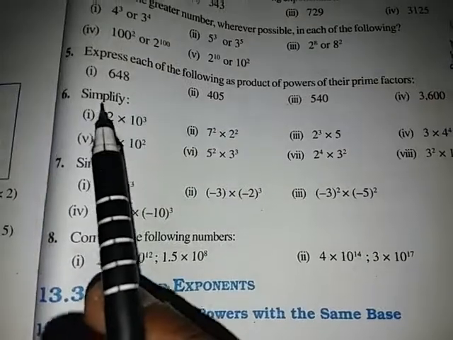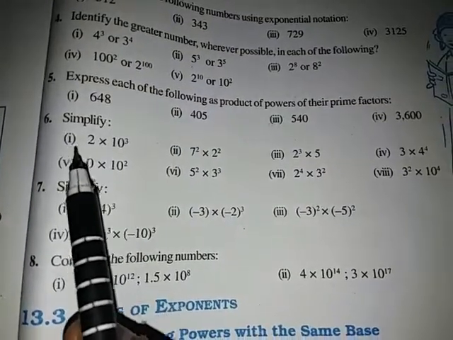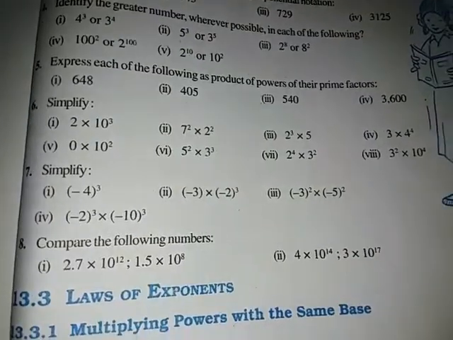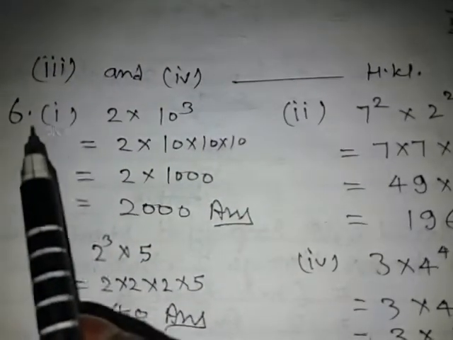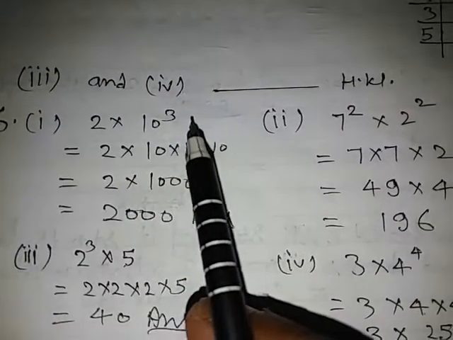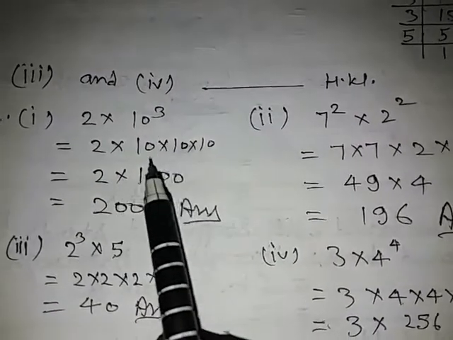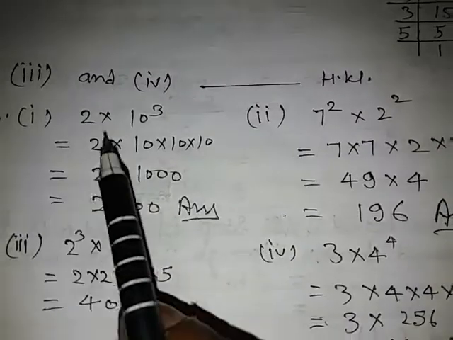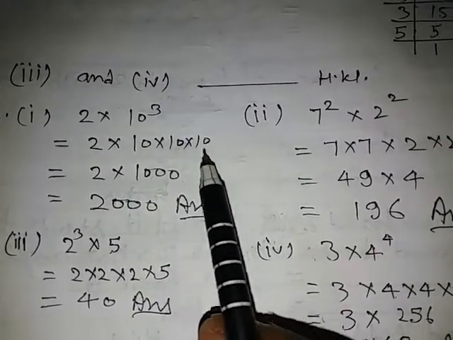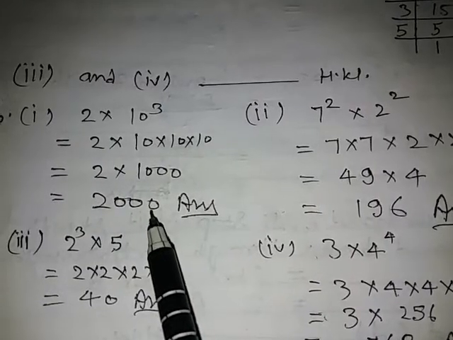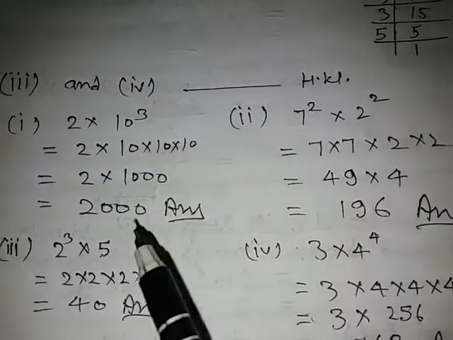Question number 6 says simplify. Part 1: 2 into 10 to the power 3. The solution is 2 into 10 to the power 3, which means 10 into 10 into 10, so 2 into 10. 10 10s are 100, 10 100s are 1000. Now 1000 2s are 2000. It is the answer.